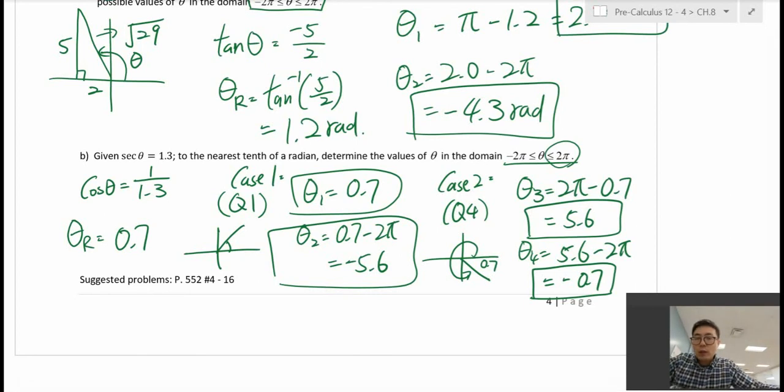I think the most difficult part of this might be just getting used to working in radians, because that's something new and might not be as straightforward as you think. So just get your brain used to it and you'll be fine.